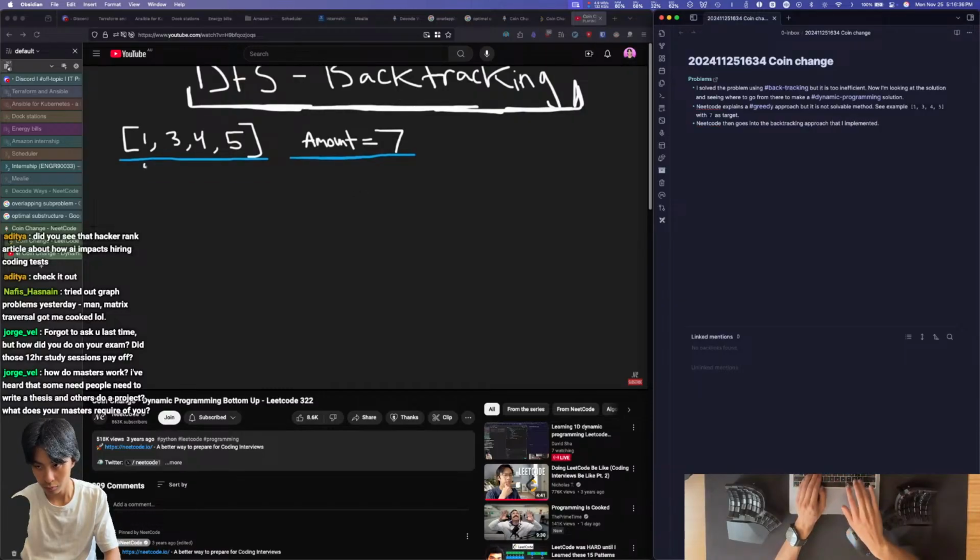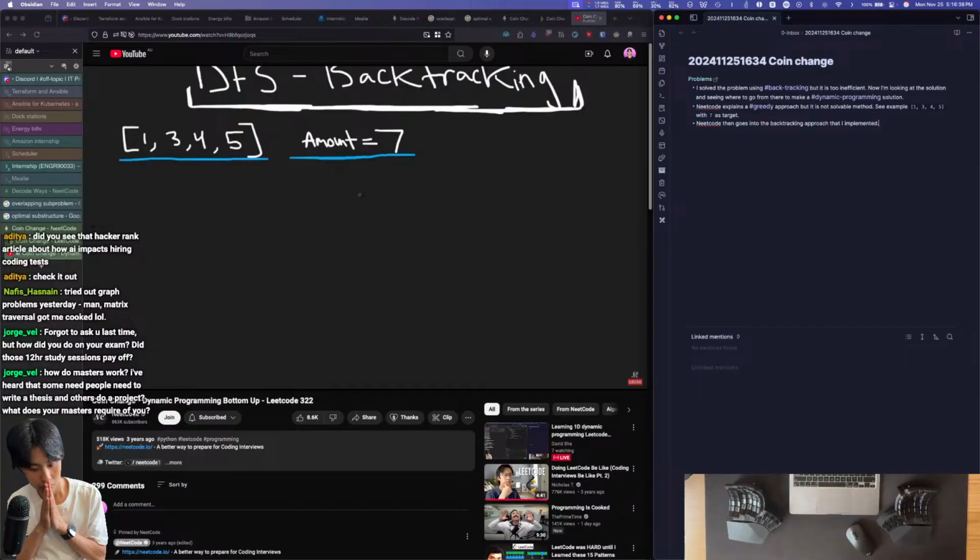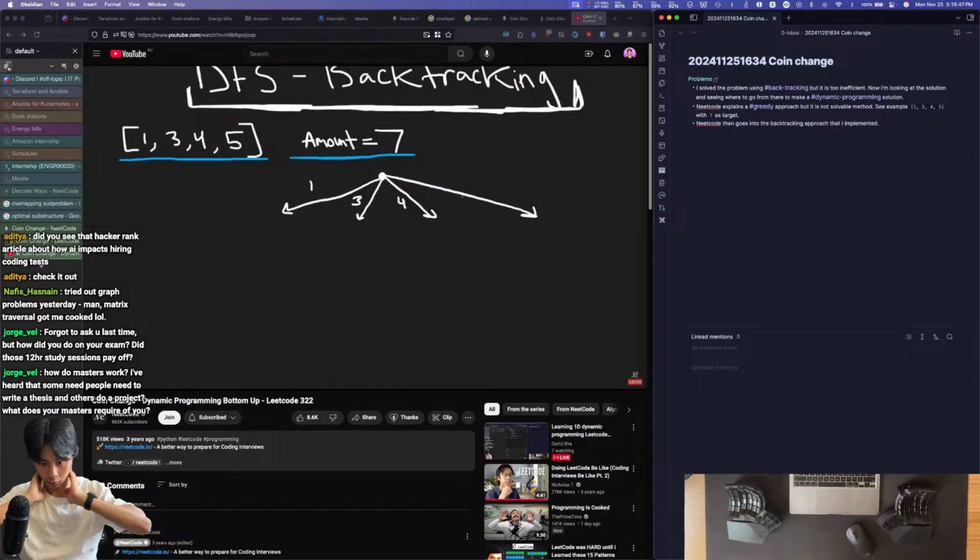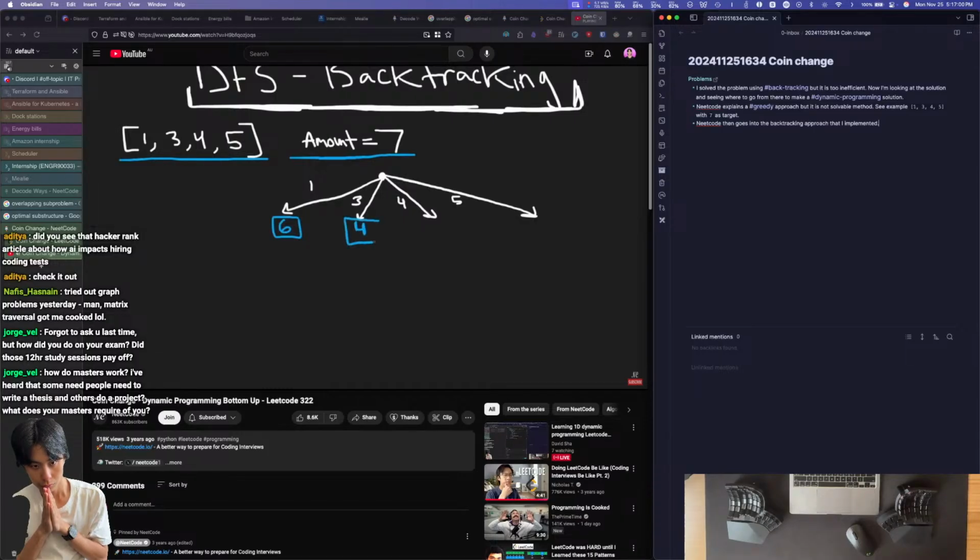So we have 4 coin values. That means in our decision tree, we have 4 possible choices. We can choose a 1, we can choose a 3, we can choose a 4, or we can choose a 5. In this case, the remaining amount would be 6 because 7 minus 1 is 6. In this case, the remaining amount that we have to compute would be 4 because we're taking 7 minus 3, which is the coin that we chose. So we get 4 as the remaining amount, right? In this case, we would have a 3, and in this case, we would have a remaining amount of 2.